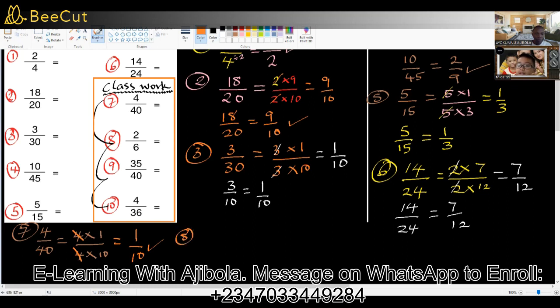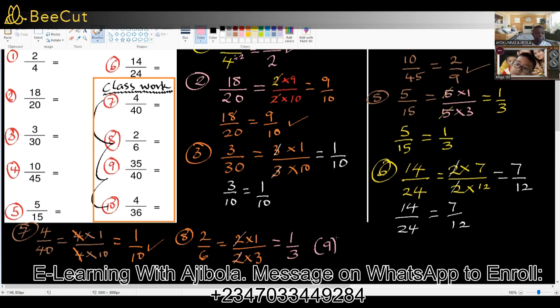Then number 8. Number 8 is 2 over 6. 2 can divide 6. So you say 2 times 1 is 2, and 2 times 3 is 6. So once you cancel out the 2, you have 1 over 3. Is that clear now? Good.